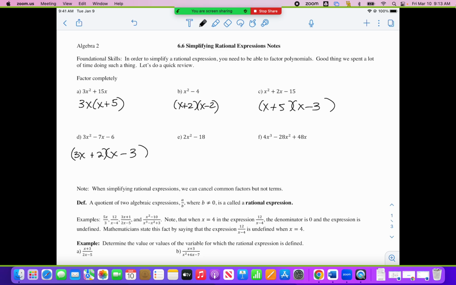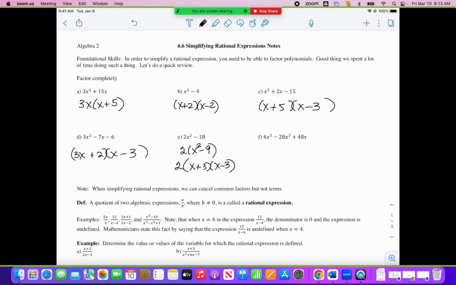All right, Liam, in letter E, what's the GCF? What number can I pull out of both 2x squared and 18? 2. So I can pull out the 2, and I get 2 times the quantity, x squared minus 9. Then Mackenzie, how does that continue to factor? I got 2 and then x plus 3, x minus 3. Good job. You got it.